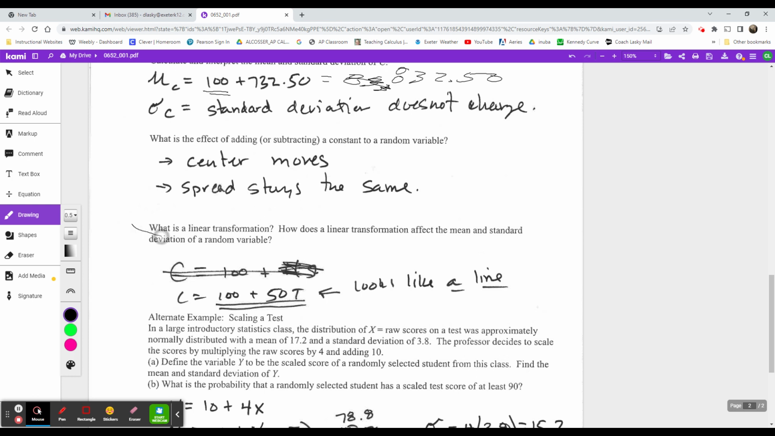So what is linear transformation? Linear transformation is all of it together. So C equals 100 plus 50t. It looks like a line. So linear transformation is just our multiplication and our addition transformation all in one equation.